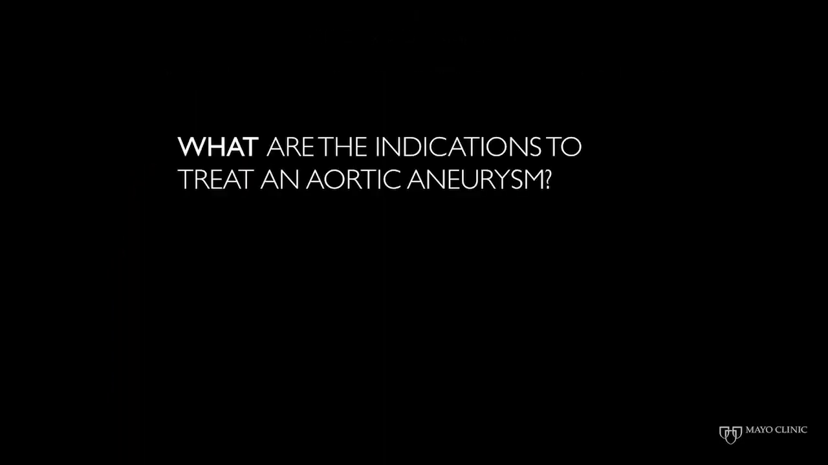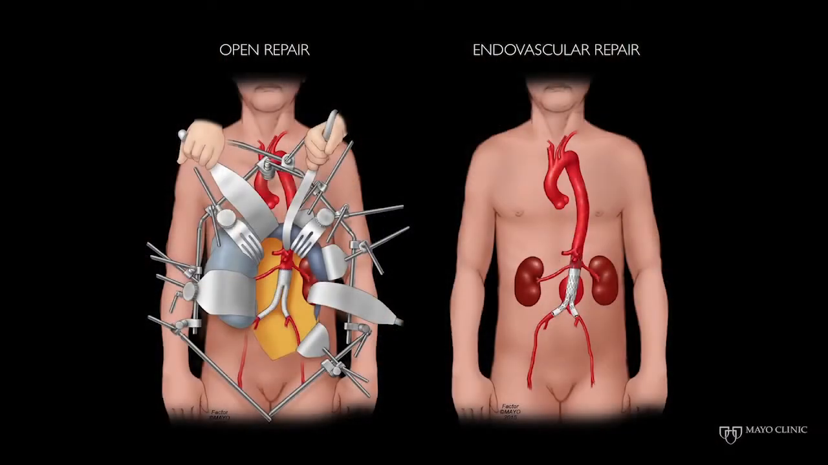What are the indications to treat an aortic aneurysm? When we consider an operation to treat an aneurysm, we always balance the risk of rupture versus the risk of the operation. Most often we consider repair when the aneurysm is larger than 5.5 centimeters in men or 5 centimeters in women. But other important factors are the rate of growth and the shape of the aneurysm. When treatment is indicated, the options are open surgery or endovascular repair with stents.